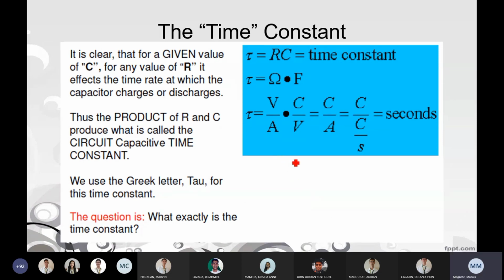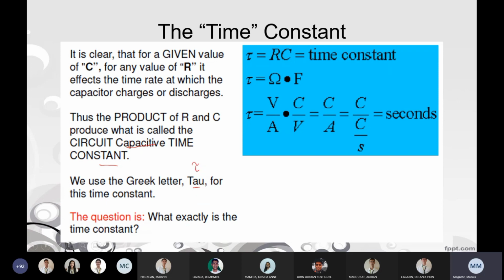So, ito yung tinatawag nating time constant, the R multiplied by C, denoted by this symbol, tau. Okay? So it is clear that for a given value of C, any value of R affects the time rate at which the capacitor charges or discharges. So yung product ng R and C natin is what we now call the circuit capacitive time constant. Okay? So yan yung symbol, Greek letter tau, for the time constant.